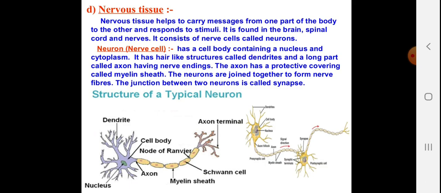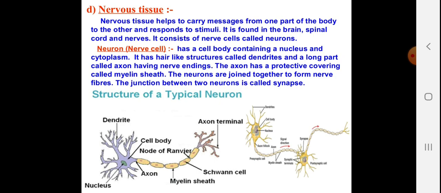It is found in the brain, spinal cord and nerves. It consists of the nerve cells called neurons. You have to draw the neuron in your notebook, the detailed structure of a neuron with proper labeling. The nerve cell has the cell body containing the nucleus, surrounded by cytoplasm. It has hair-like structures called dendrites and the long part called the axon having nerve endings. The axon has a protective covering called the myelin sheath, which is made up of proteins, so no nerve impulse can escape.